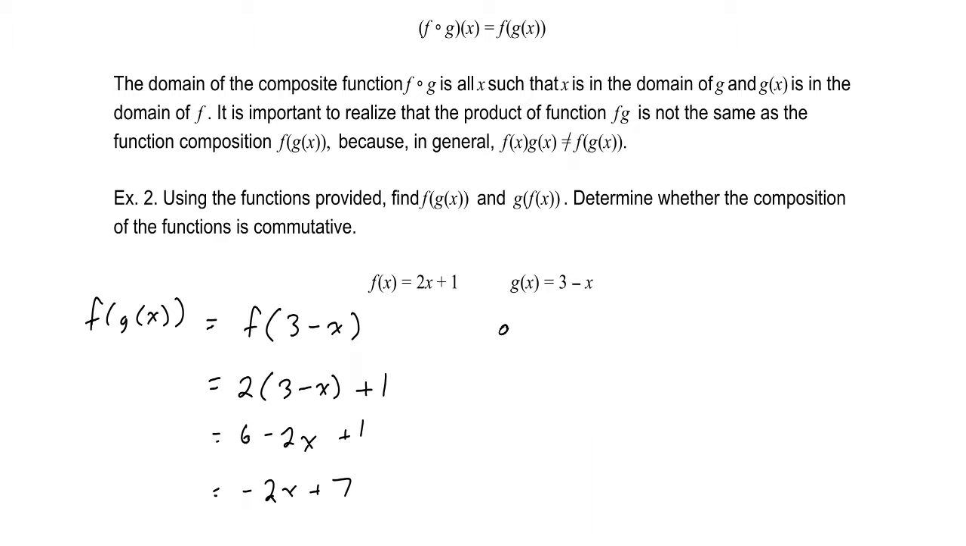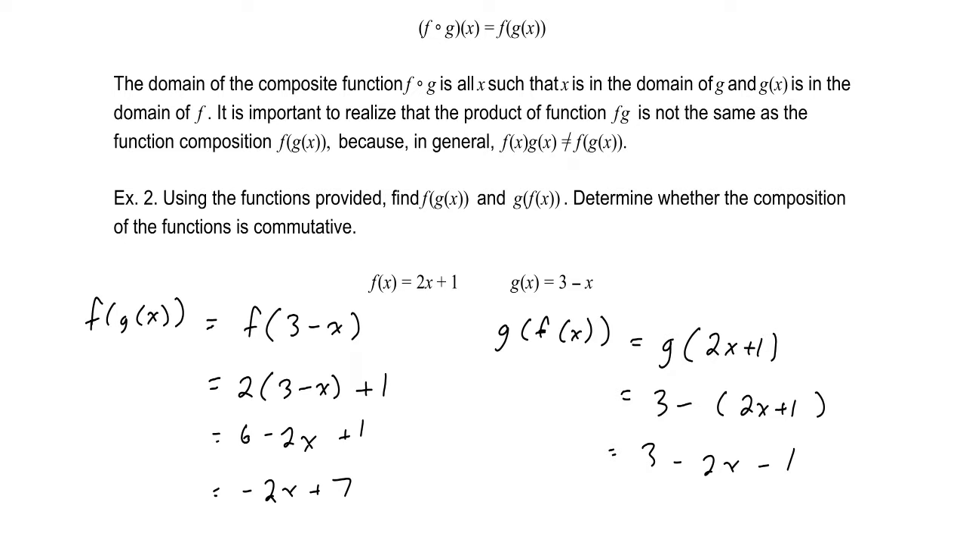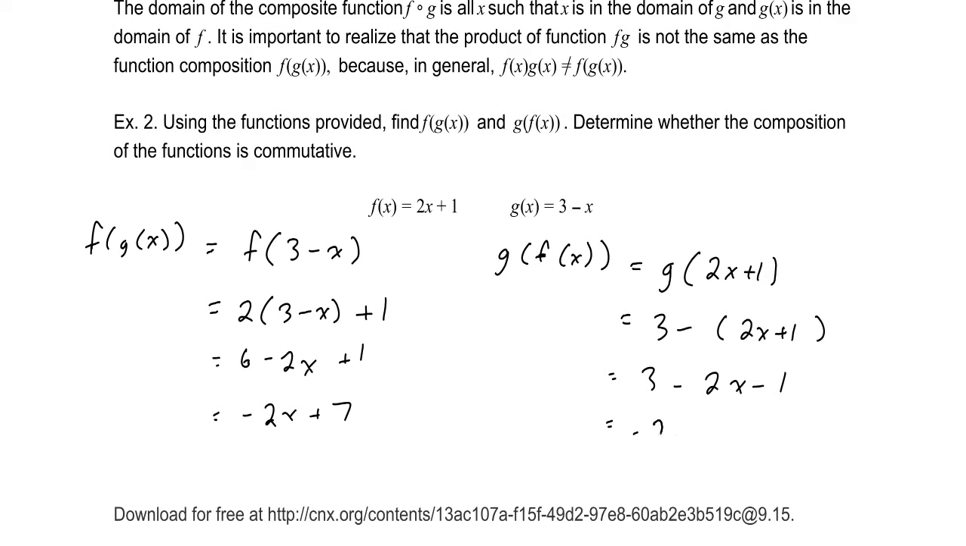Now let's consider g of f of x. All right, well, f of x is 2x plus 1. Now we'll evaluate g of x at 2x plus 1. So this is 3 minus (2x plus 1). Distributing that minus sign, 3 minus 2x minus 1. And combining like terms, we get negative 2x plus 2.